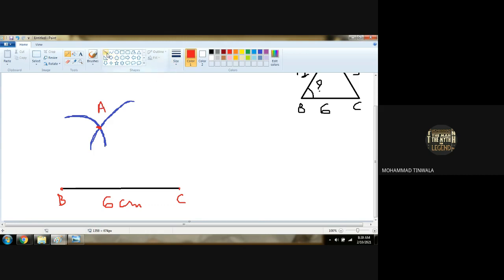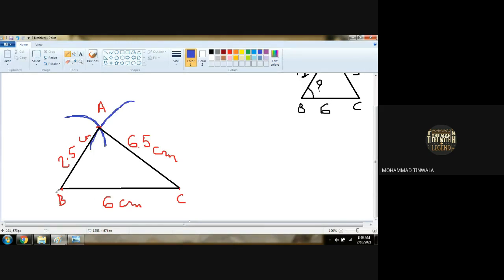Now what we have to do, we have to construct these lines by joining A to B and A to C. So this will be your 2.5 and this will be your 6.5. Anybody has any doubt with this? No, sir. Very good. Now, our concept is not over yet.